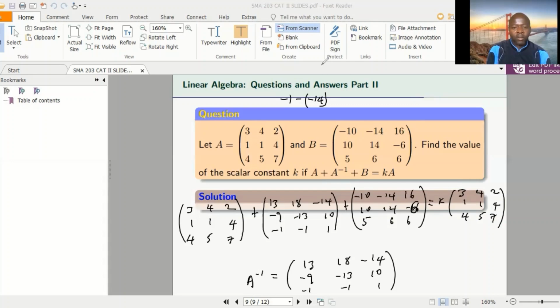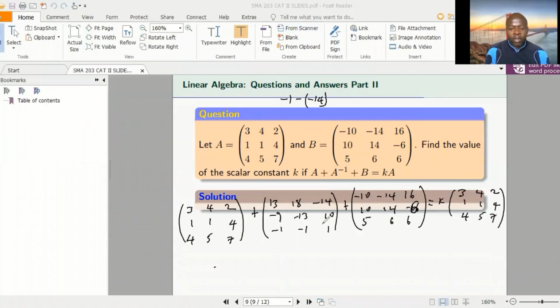Let's work on the matrices on our left side and see what we get. So let's add these matrices on the left. We don't need to add all of them. Of course, we know that if matrix A equals matrix B, then the corresponding elements must be equal. So for instance, if I add the first element, it should be equal to 3k.